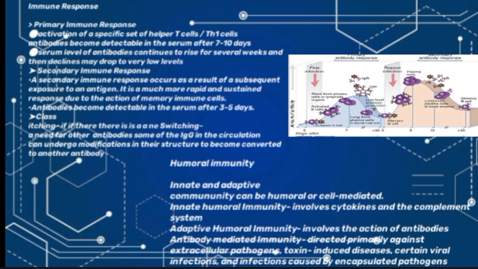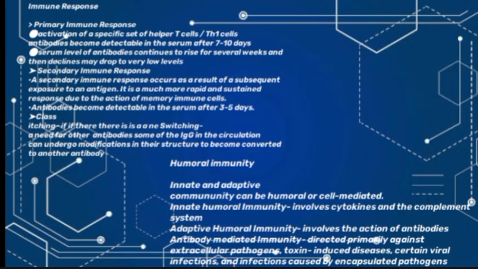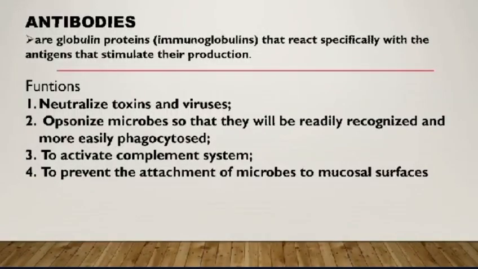Sa innate humoral immunity, it involves cytokines and the complement system. Then, kapag adaptive humoral immunity naman, it involves the action of antibodies. Pag antibody-mediated immunity naman, it is directed primarily against extracellular pathogens, toxin-induced diseases, certain viral infections, and infections caused by encapsulated pathogens. Antibodies are globulin proteins or immunoglobulins that react specifically with the antigens that stimulate their production.